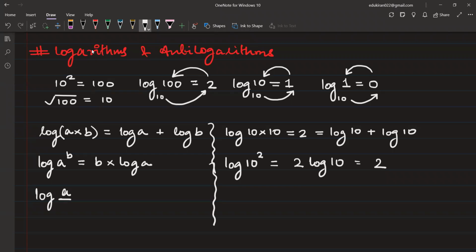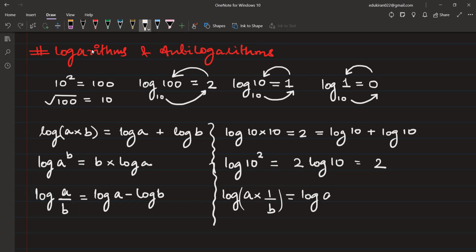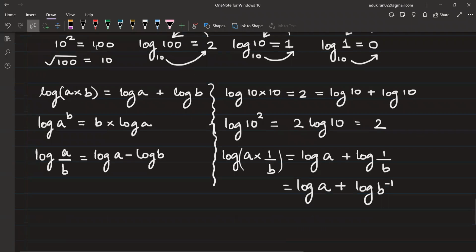Log of a upon b is equal to log of a minus log of b. Okay, how can you understand this? You can apply this product rule that we have written. You can say that log of a upon b is equal to a into 1 by b. I think no one will argue here. Then you can also write this as log of a plus log of 1 by b. Now I can also write this as log of a plus log of b inverse, b raised to the power minus 1. That is the reciprocal, the inverse. Now this negative 1 will come here and it will give you log a minus log b. Okay. Using the previous rule, we can also prove this.